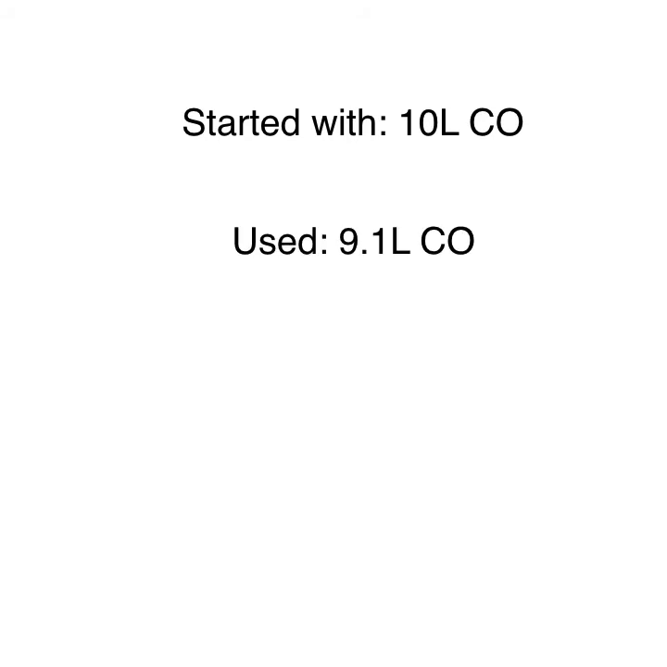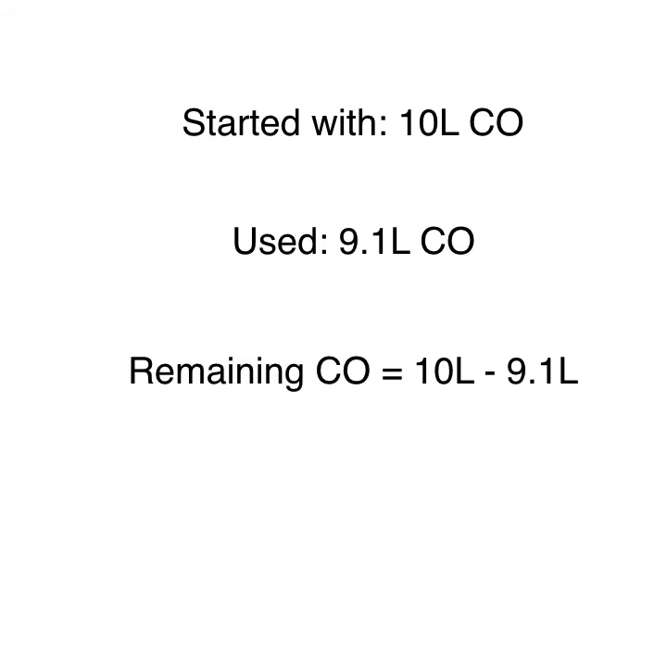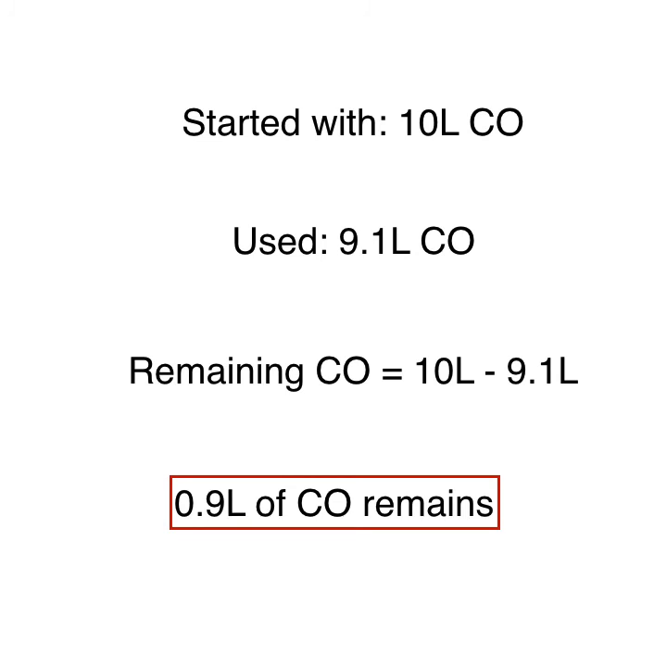Now on to the last step. We started with 10 liters of carbon monoxide. We used 9.1 liters in our reaction. This means our remaining carbon monoxide is 10 minus 9.1. Thus, 0.9 liters of carbon monoxide remains.